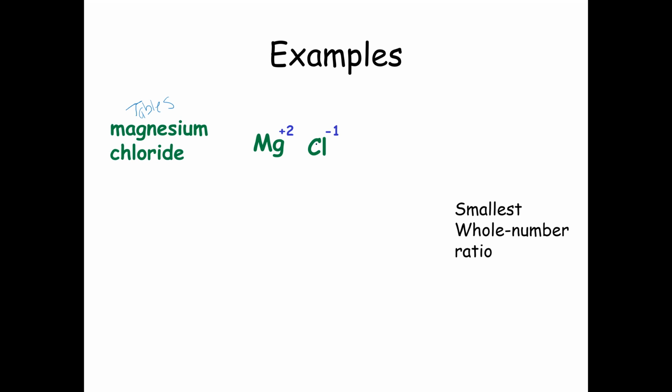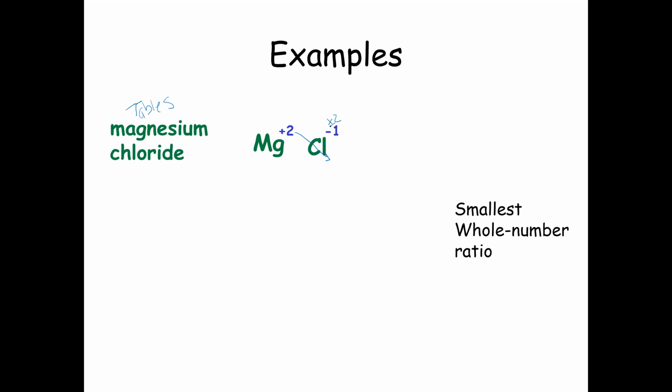So now I said symbols, charges. I have to get a +2 and a -1 to equal 0. So if I want to get these two to cancel each other out, I need 2 of these -1s to balance out the +2. So this is where that crisscross comes in. I'm going to take this 2 and I'm going to bring it down here.